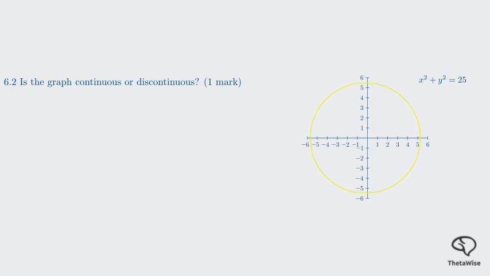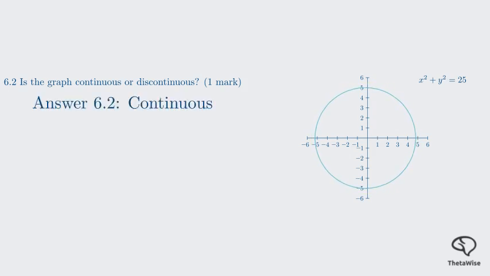You can trace its entire path in one continuous motion. Therefore, the graph of a circle is continuous. So the answer to 6.2 is continuous. The circle is one solid piece.